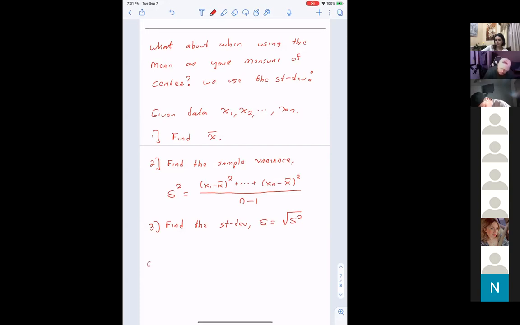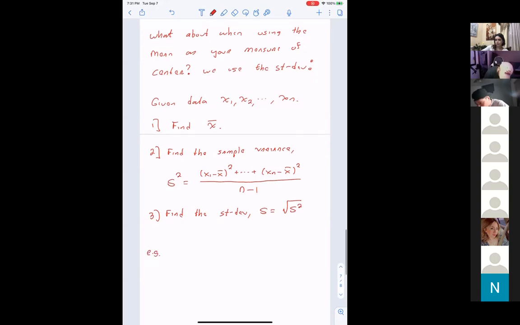So let's do an example to illustrate this. I'm going to do it in 3 ways. I'm going to do it by hand. I'm going to do it on my calculator. And then I will do it on an online calculator. So you can see that they all, of course, give the same answer, the correct answer.